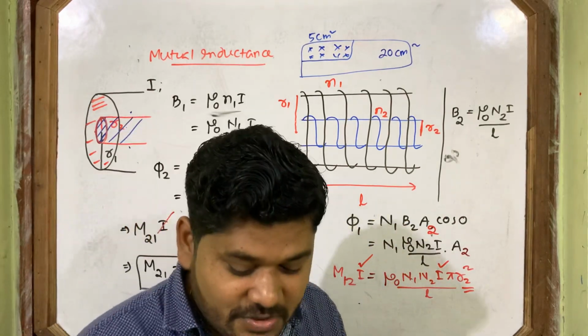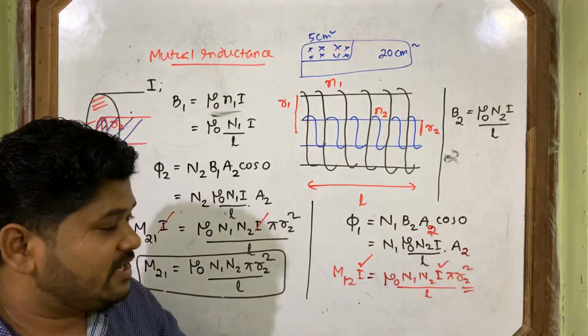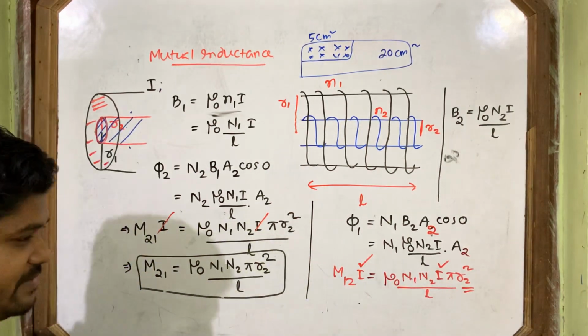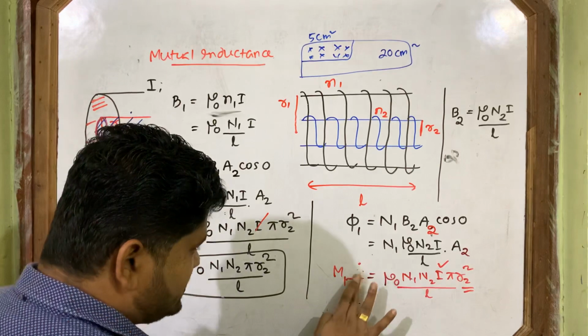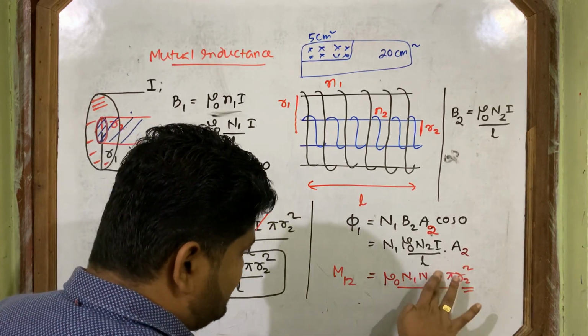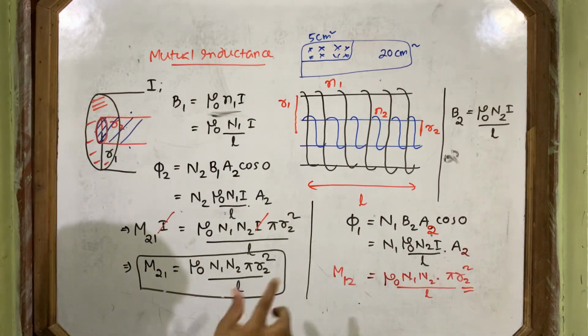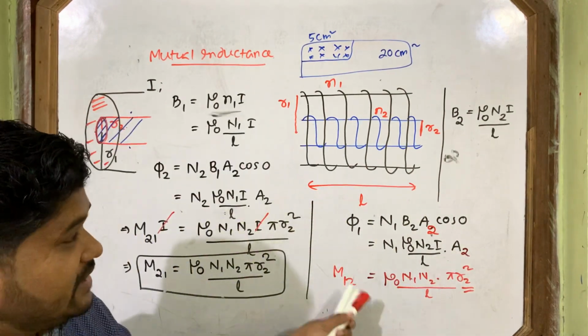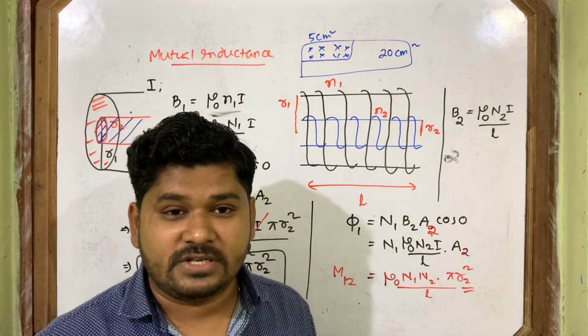So here we always tell that you have to take only the common area. So now you are confirmed that M12 is equal to M21. When I cancel from both sides, you see both expressions are completely similar. So this is the mutual inductance of two coaxial solenoids.